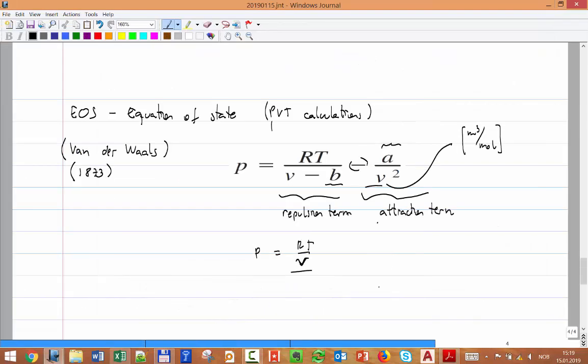So what happens with this equation? Usually I have pressure and temperature, and I want to calculate properties, like density or specific volume. What do I get if I clear V? What kind of equation do I get if I clear V in this expression?